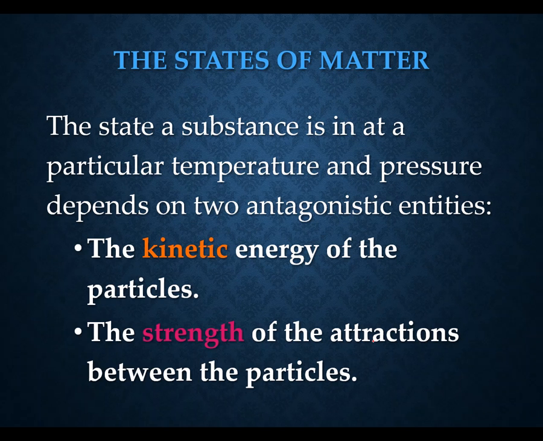Now, going back to states of matter, the state a substance is in at its particular temperature and pressure depends on two antagonistic entities, so these are opposing entities. The kinetic energy I was just talking about, how fast the particles are moving, and the strength of the forces between the particles. The stronger forces mean less movement. So opposing factors here. Less forces means more movement. So keep that in mind. They are opposing ideas, opposing properties.